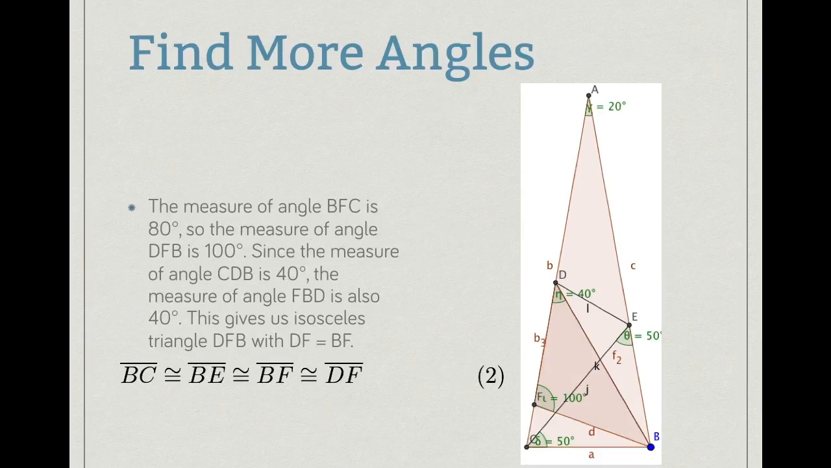Now let's find more angles, now that we have an auxiliary line. The measure of angle BFC is 80 degrees, so the measure of angle DFB is 100 degrees. Since the measure of angle CDB is 40 degrees, the measure of angle FBD is also 40 degrees. This gives us isosceles triangle DFB with segment DF congruent to segment BF because of the converse of the base angles theorem. So, segment BC is congruent to segment BE, which is congruent to segment BF, which is congruent to segment DF. That was a mouthful.